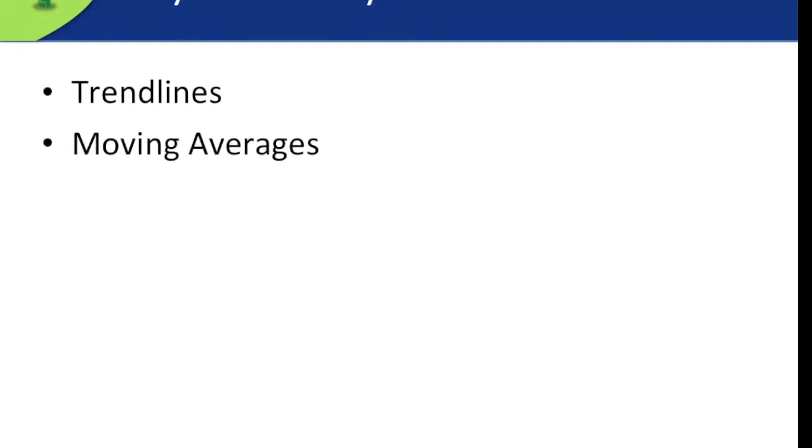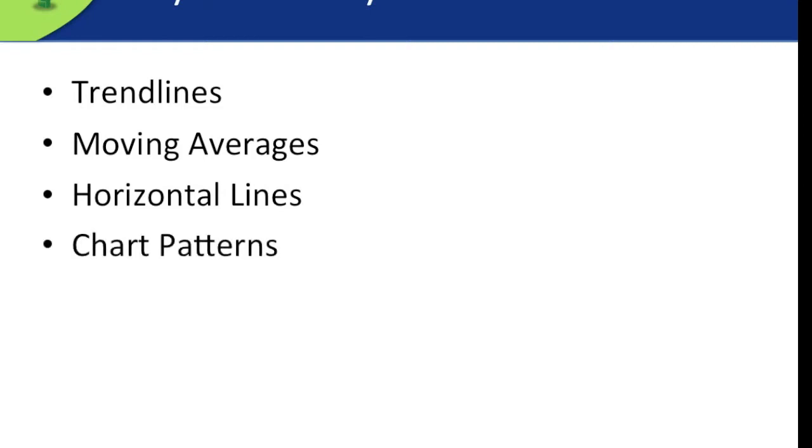Now, there are multiple ways that traders identify support and resistance. There are trend lines, moving averages. In the picture before, we had our horizontal support and resistance lines. Some people use chart patterns. And as we talk about today, some people use pivots to help identify value.